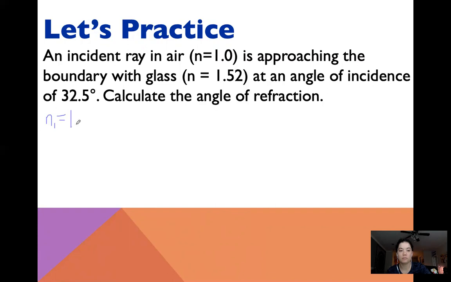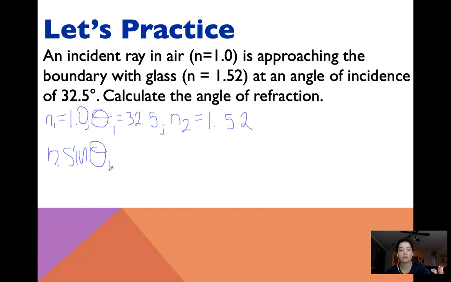N1 equals 1.0, theta 1 equals 32.5, and then N2 equals 1.52. We're using N1 sine theta 1 equals N2 sine theta 2.